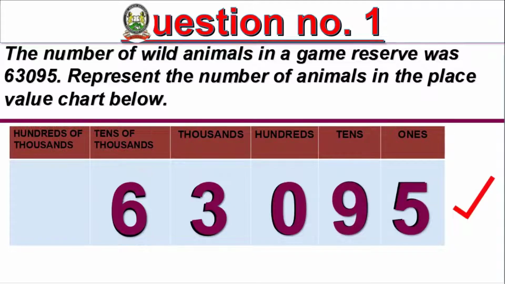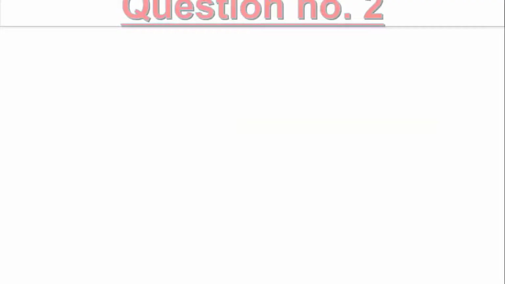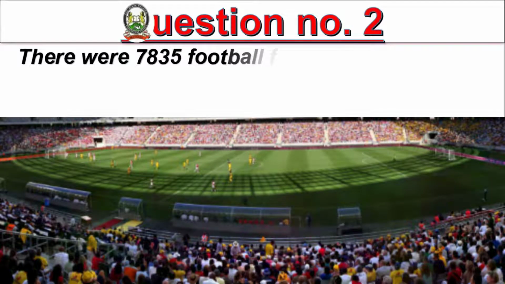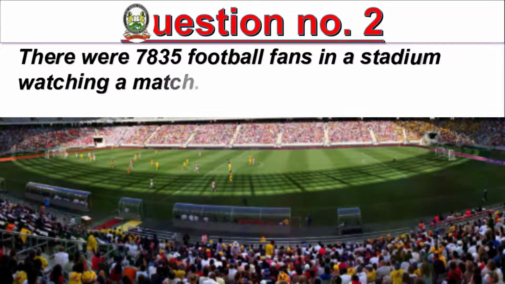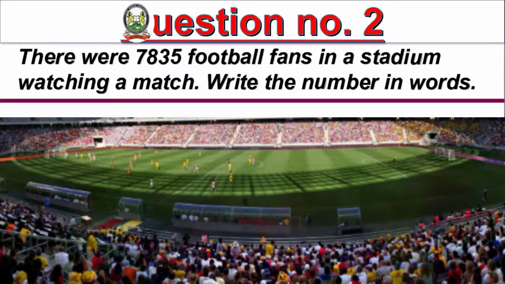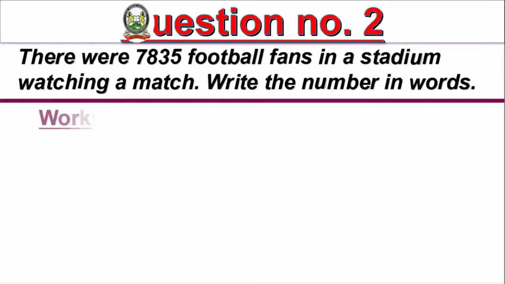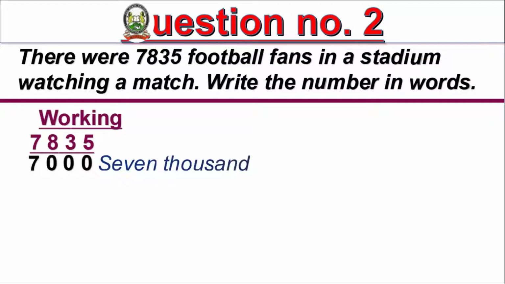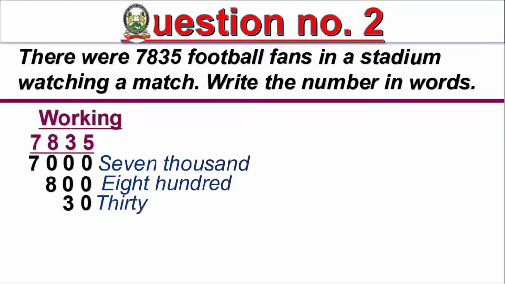Question number 2. Question number 2 says, there were 7,835 football fans in a stadium watching a match. Write the number of the fans in words. So the working is here. It's also simple. Here you can use the total value of each digit. So we start with 7. So this is 7,000, then 8. This is 800, and 3 is 30, and 5 is ones, 5.